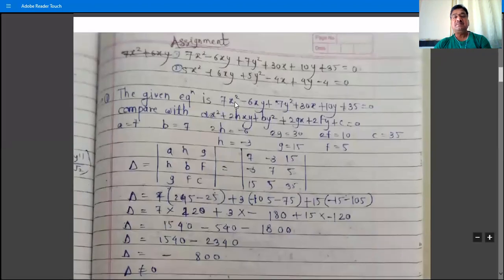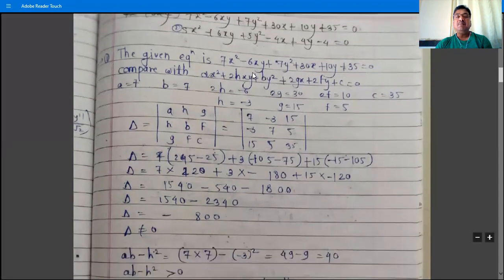Okay. So next example for assignments: 7x square minus 6xy plus 7y square plus 30x plus 10y plus 35 is equal to 0. The same question, reduce this equation to standard form. Okay, so compare this equation with ax square plus twice hxy plus by square plus 2gx plus 2fy plus c is equal to 0. So what do we have? a is 7, b is 7, twice h is minus 6, therefore h is minus 3, 2g is 30, so g is 15, 2f is 10, therefore f is 5, and c is 35.